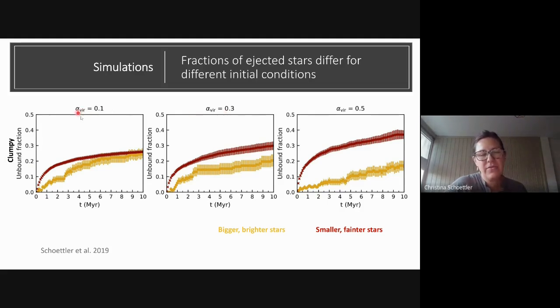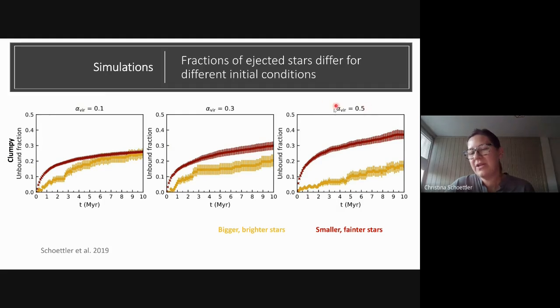I have two virial ratios here on the left, 0.1 and 0.3. Both of these are subvirial ratios, so the kinetic energy is completely overcompensated by the gravitational potential energy. What happens in these initial conditions is that the cluster goes through a cool collapse phase. It collapses dramatically and forms a very dense star cluster before it starts evolving into virial equilibrium.